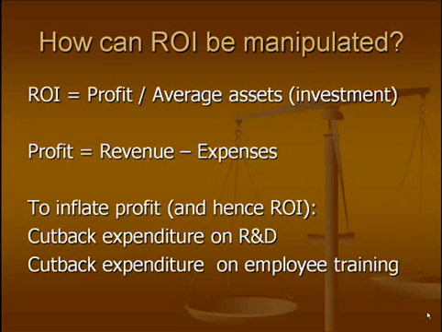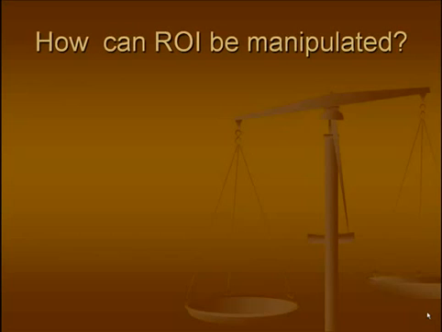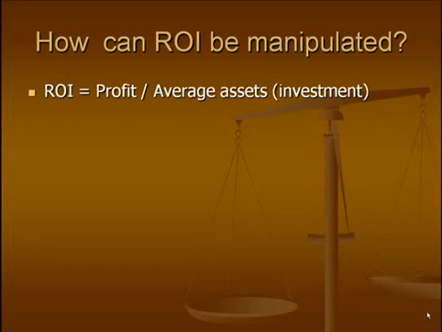Let's look at another way in which ROI can be manipulated. Okay, let's go back to the formula. ROI is equal to profit or earnings before interest and tax. It's the same thing. Or you could call it profit before interest and tax over average assets.